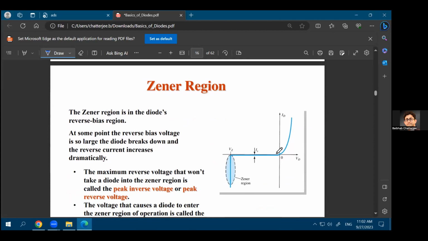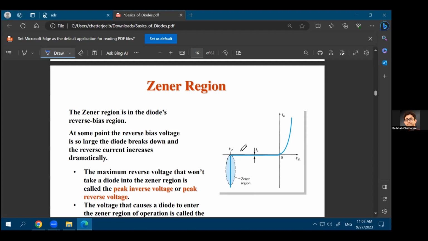Now, there is something interesting that happens as you keep applying larger and larger negative voltages, or larger and larger reverse bias voltages. This was studied by an American physicist, Clarence Zener, and according to his name, this region is called the Zener region. What it really means is that as you are applying more and more reverse bias voltage, at some point you'll see that the device breaks down. This is something you might have seen in the lab, that you apply a very large voltage accidentally to any device, and the device just burns out or breaks down.